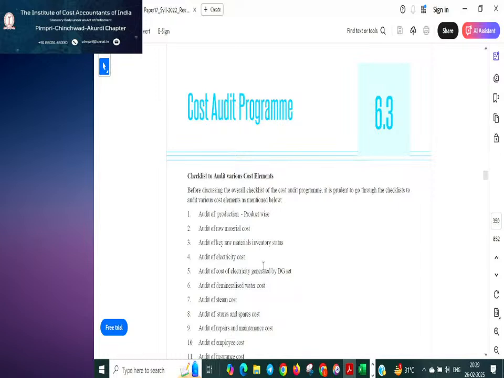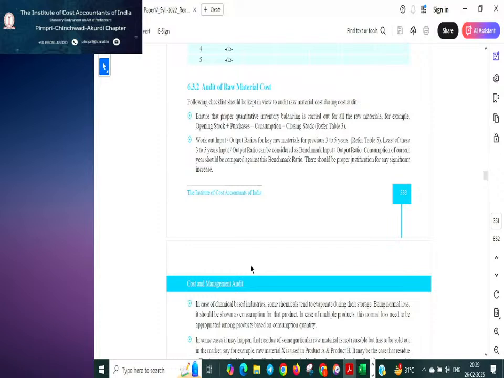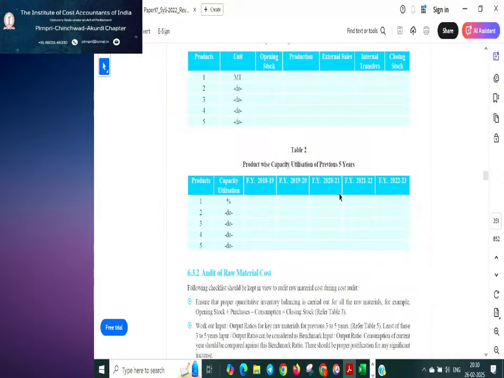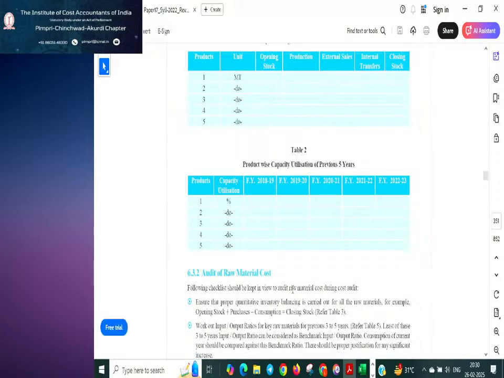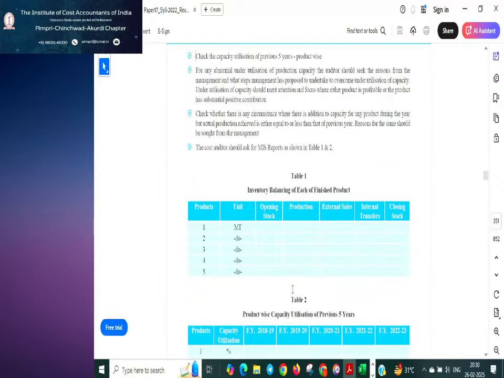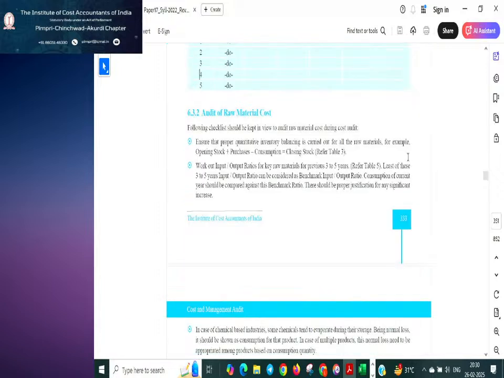Audit of electricity cost. See, for electricity cost they would have given a different approach. For raw material cost, purchase minus consumption. They have talked about consumption, which will give you the closing stock. Sorry, I am going just back and forth. Audit of raw material cost.